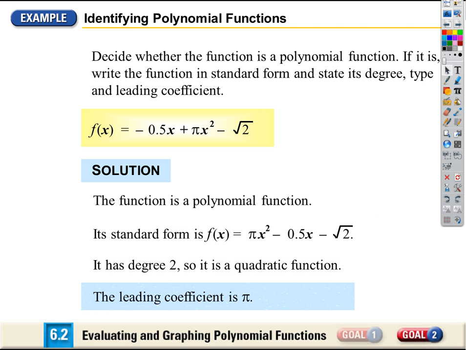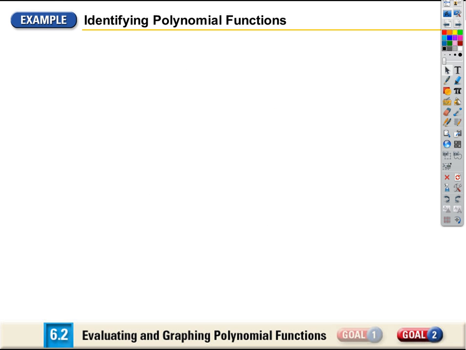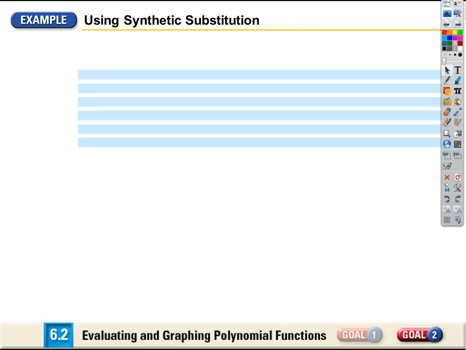Good. Okay. All right, last thing I want to show you here is a shortcut. Okay, let's just see if we can. I like the long way better.